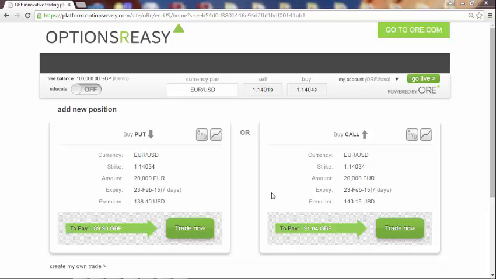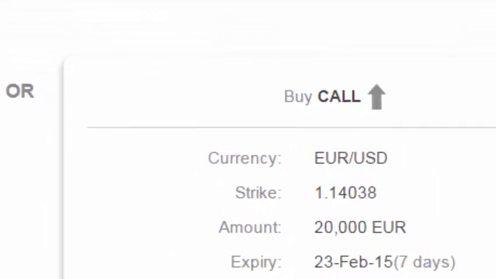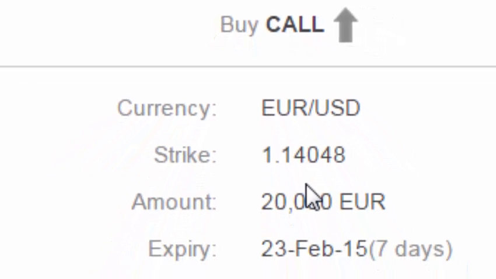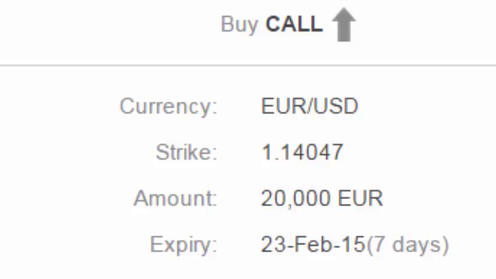Now, using an option, you can reserve a buy or sell price in the market. The name for this reserve price is the strike. For this option ticket on the right-hand side, the strike is currently 1.1404. The reserve price is to either buy or sell a certain amount of asset over a certain period of time. In this case, that is to trade at 1.14 for an amount of 20,000 euros over the next 7 days.